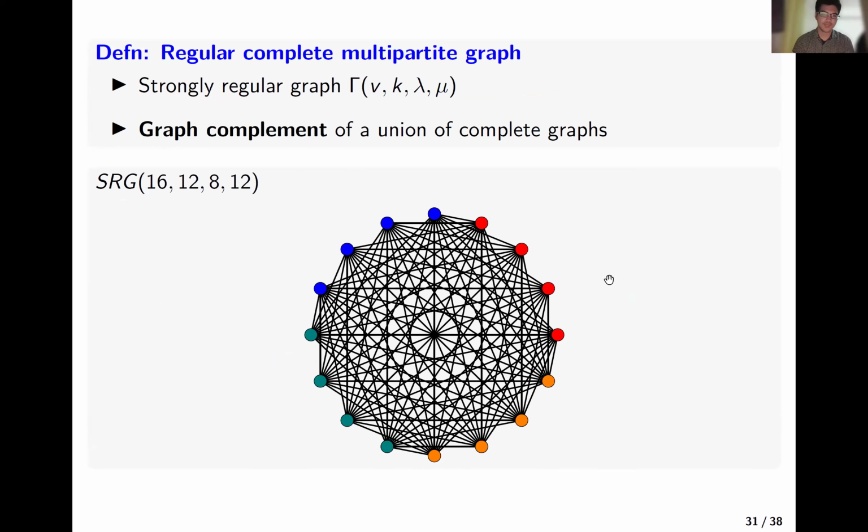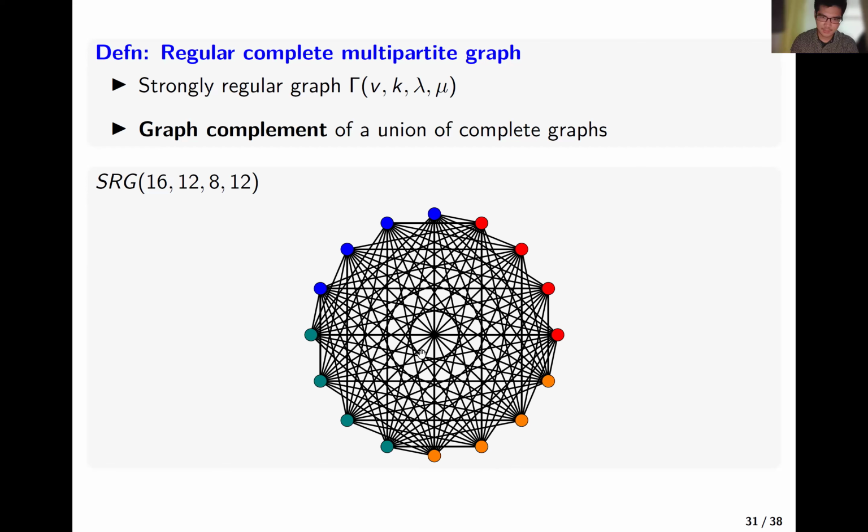So these are called regular complete multipartite graphs. These are just a certain kind of strongly regular graphs, which are graph complements of a union of complete graphs. This is a lot easier to digest with an example. So for instance, this graph over here, it's the complement of 4 copies of K4. So it's the complement of 4 copies of the complete graph on 4 vertices.